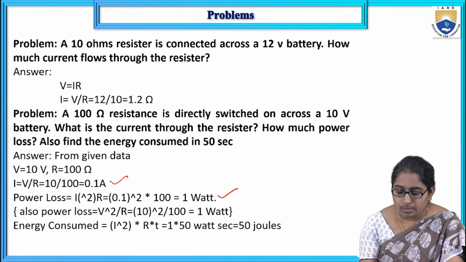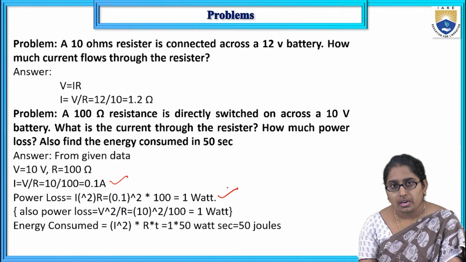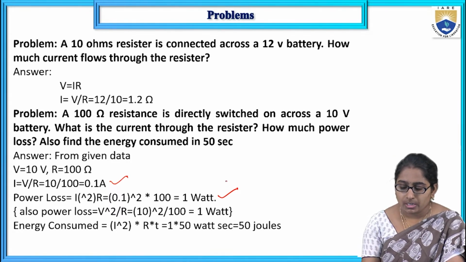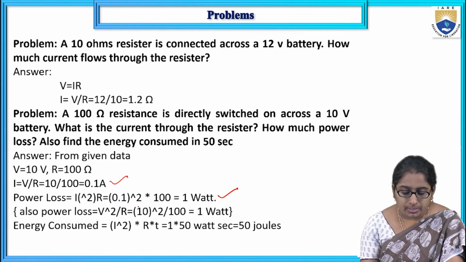And how much power loss? We know that in case of a resistor, the power expression is either simply VI or I square R or V square by R, where you can take any one based on the available data. Here all values are known: voltage, current, and resistor value. So I square R, I is 0.1 whole square into 100. So the value becomes 1 watt. You can get the same answer if you take V square by R also.